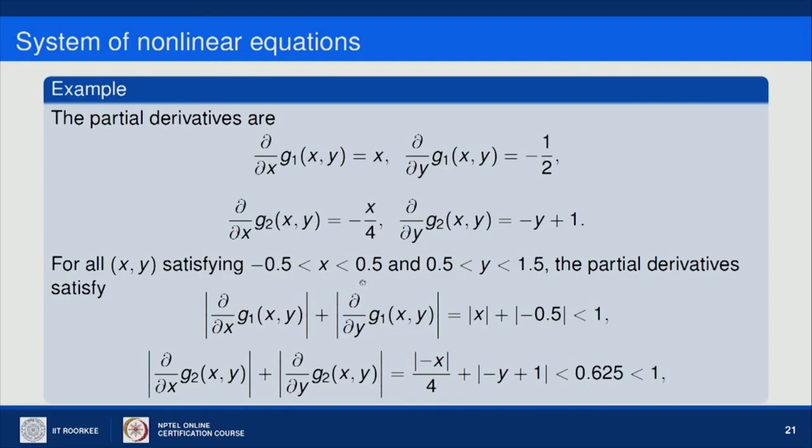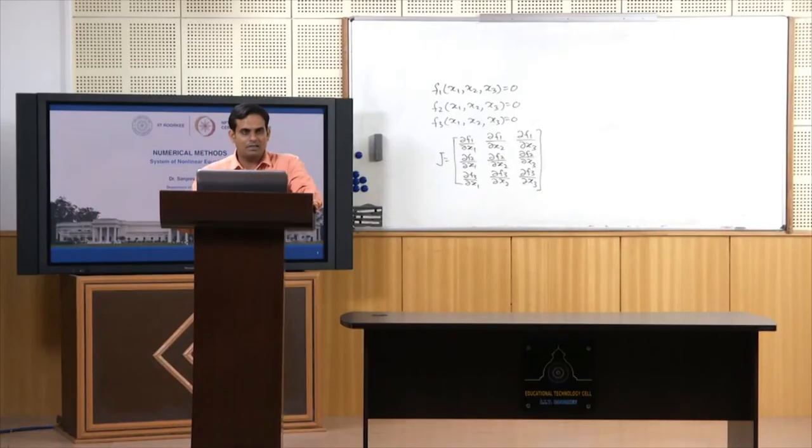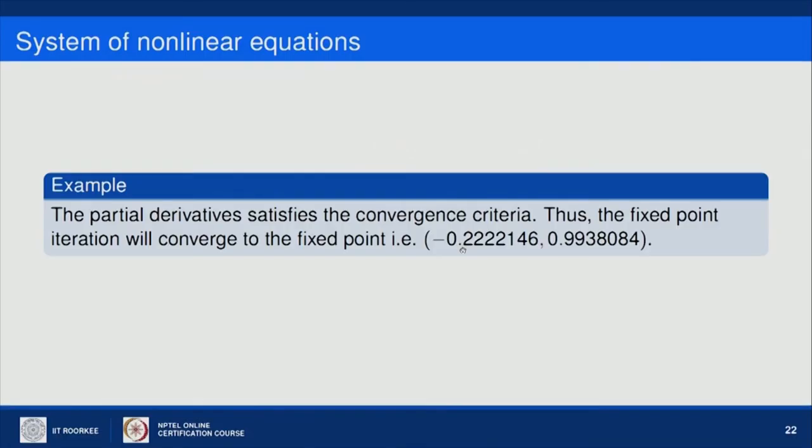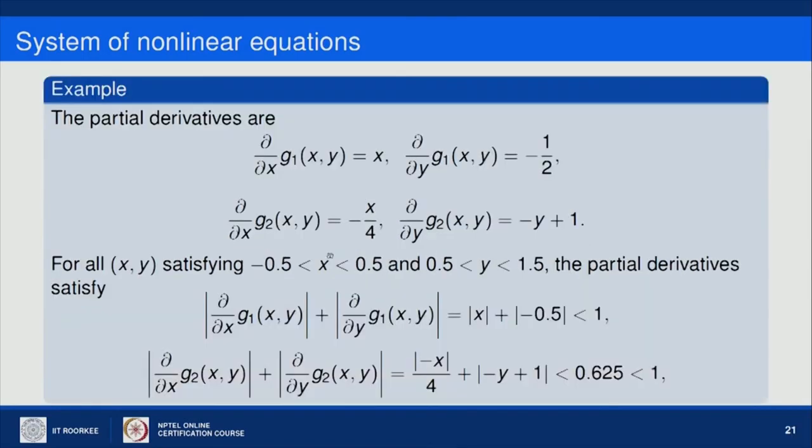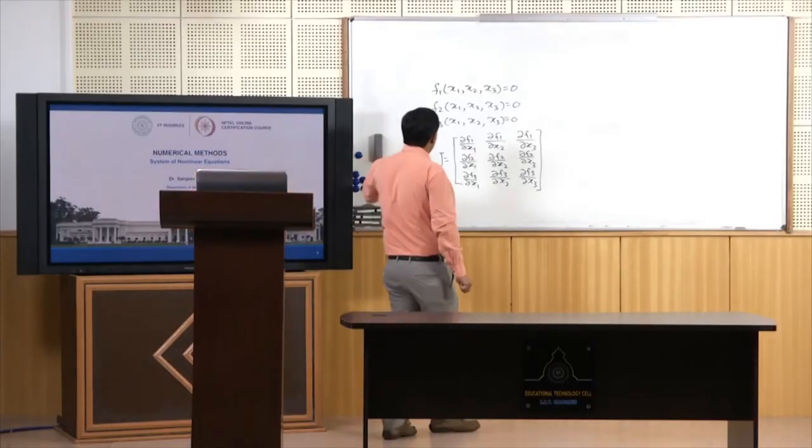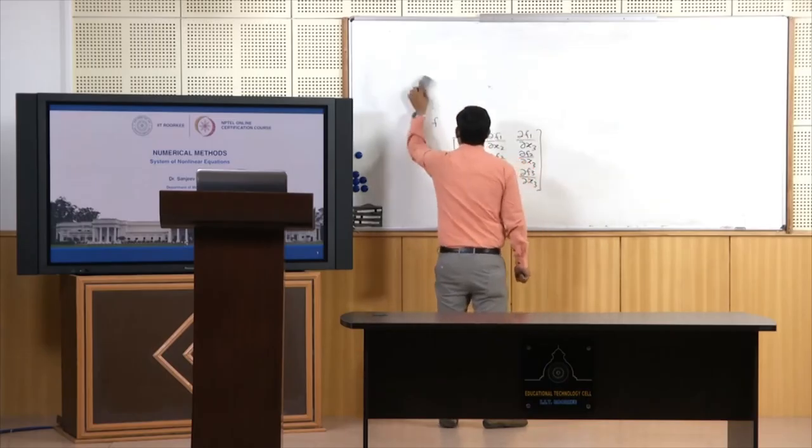If we now take the rectangular domain where x is between minus 0.5 and 0.5 and y is between 0.5 and 1.5, then you can note that the partial derivatives satisfy the convergence conditions, that is, the absolute del g1 over del x plus del g1 over del y is less than 1. Similarly, del g2 over del x plus del g2 over del y is less than 1 for all values of x and y belonging to this domain. So, if we choose any initial solution from this rectangular domain, then our system will converge to the fixed point of g1 and g2. The fixed point of this system is minus 0.22 and 0.99, which is also in the given rectangular domain. Now, the question is how to choose the various g in this scheme so that my method converges.